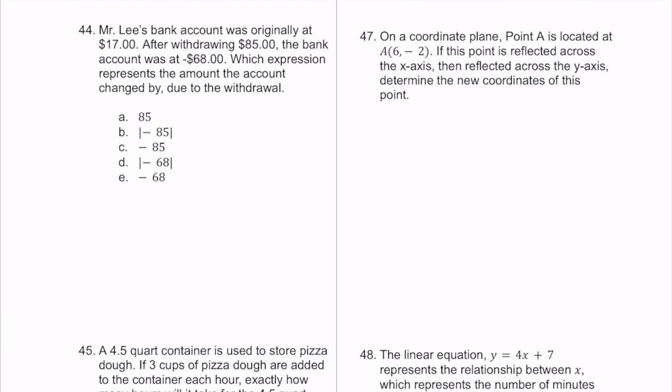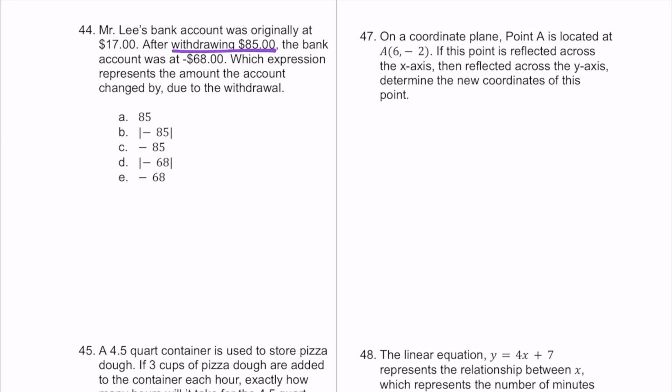All right, for 44, it looks like Mr. Lee's bank account was originally at $17. After withdrawing $85, now, withdrawal means you take out $85, the account was now at negative $68. The question is which expression represents the amount the account changed by due to the withdrawal? Okay, so the change here that we're talking about is the withdrawing of $85. So that was being taken out.